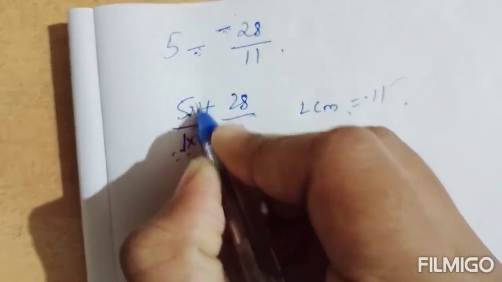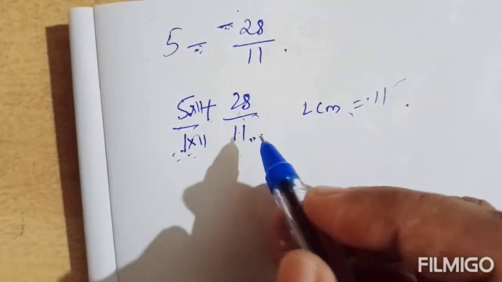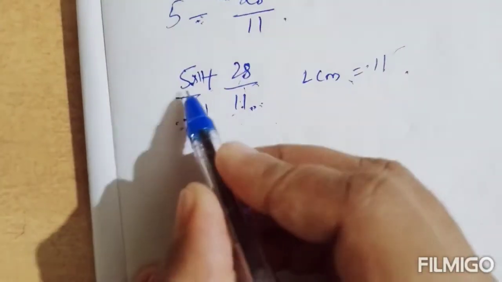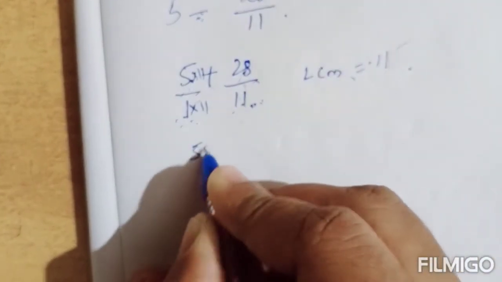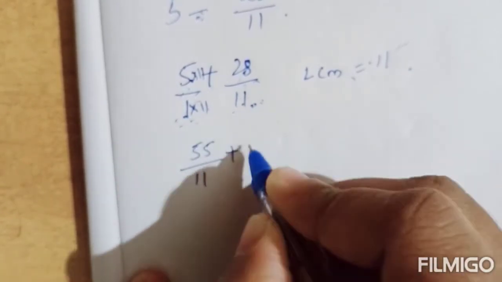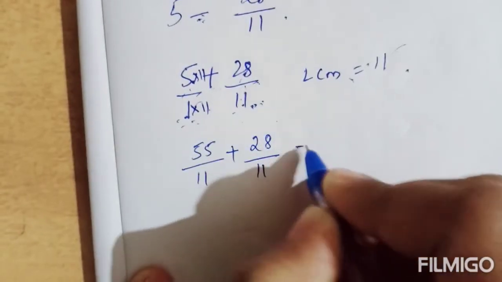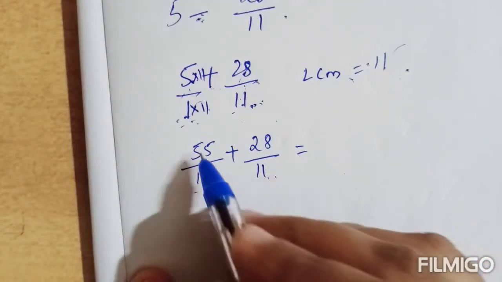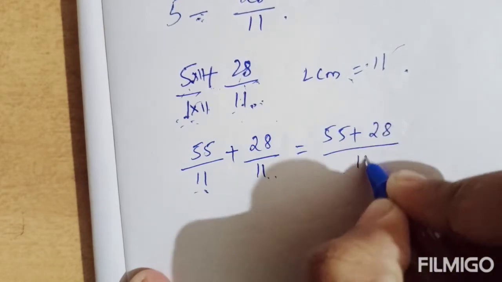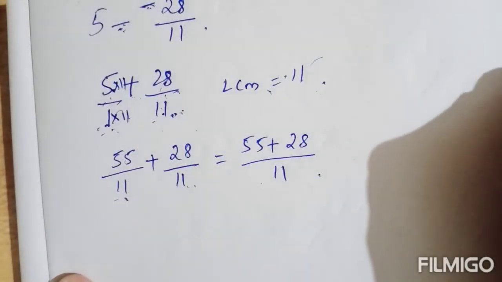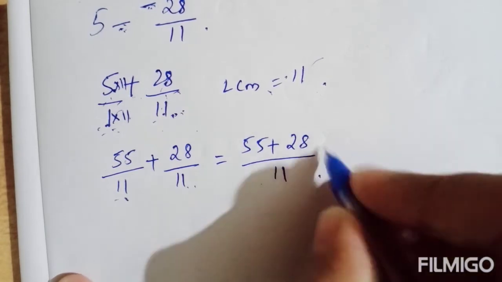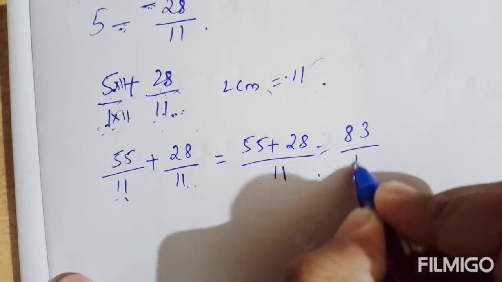So 5 into 11. No need to change this 28 by 11 because the LCM and the denominator are the same. So 5 into 11 is 55 by 11, 1 into 11, 11, plus 28 by 11. Now the denominators are the same, so you can add the numerators. 55 plus 28 divided by 11. Okay. Now what is 55 plus 28? It is 83. So 83 by 11.